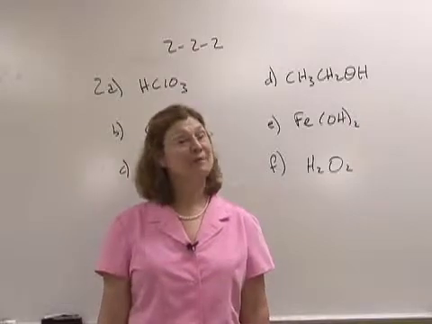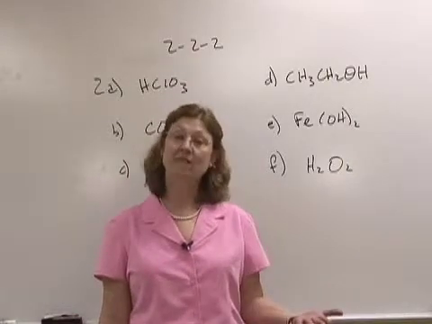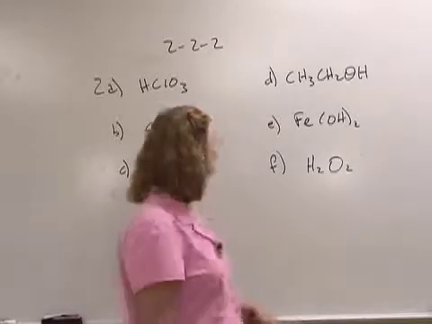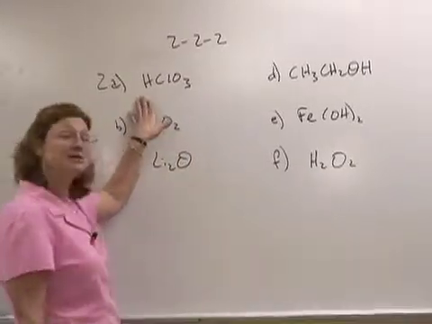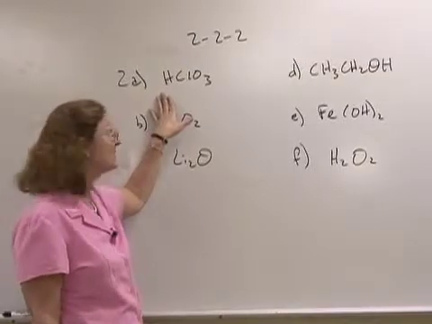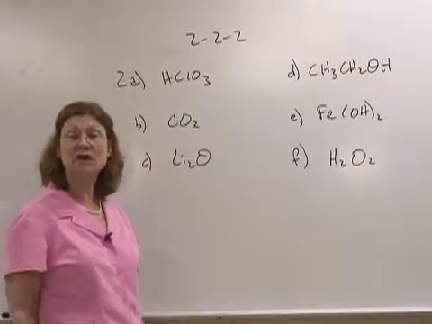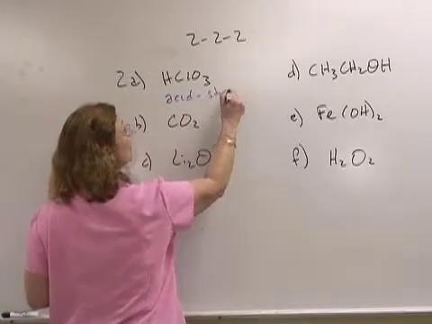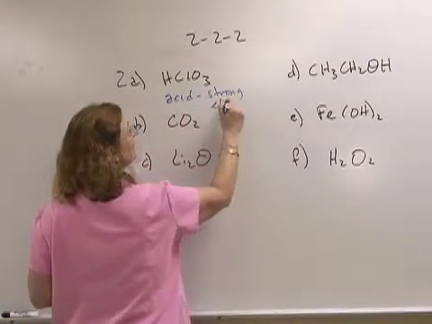In number 2, I'm deciding what type of compound something is and if it is a weak, strong, or non-electrolyte. Now, my first compound begins with hydrogen, so I know it's an acid, and it is one of my 7 strong acids. So it's an acid, and it is a strong electrolyte.